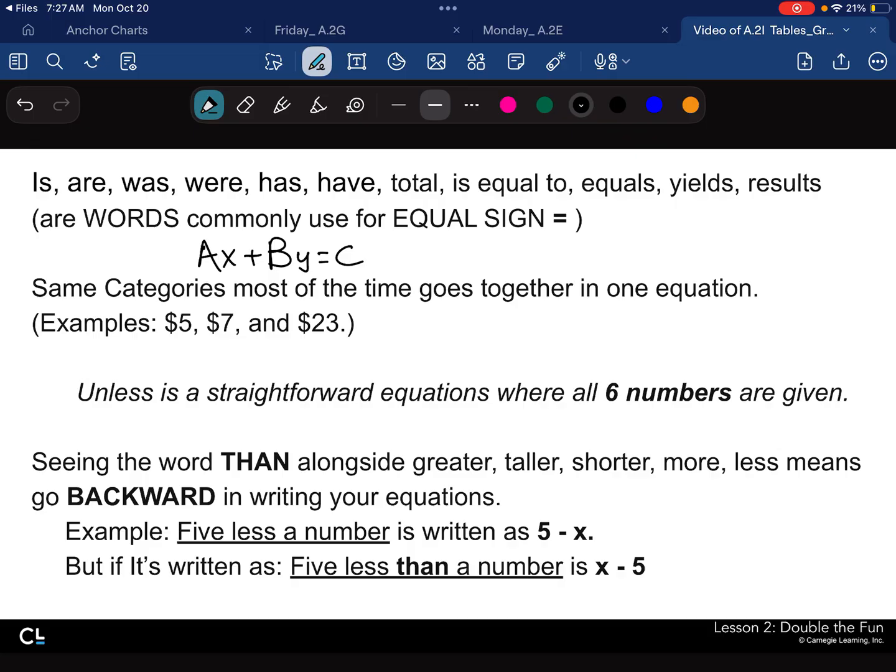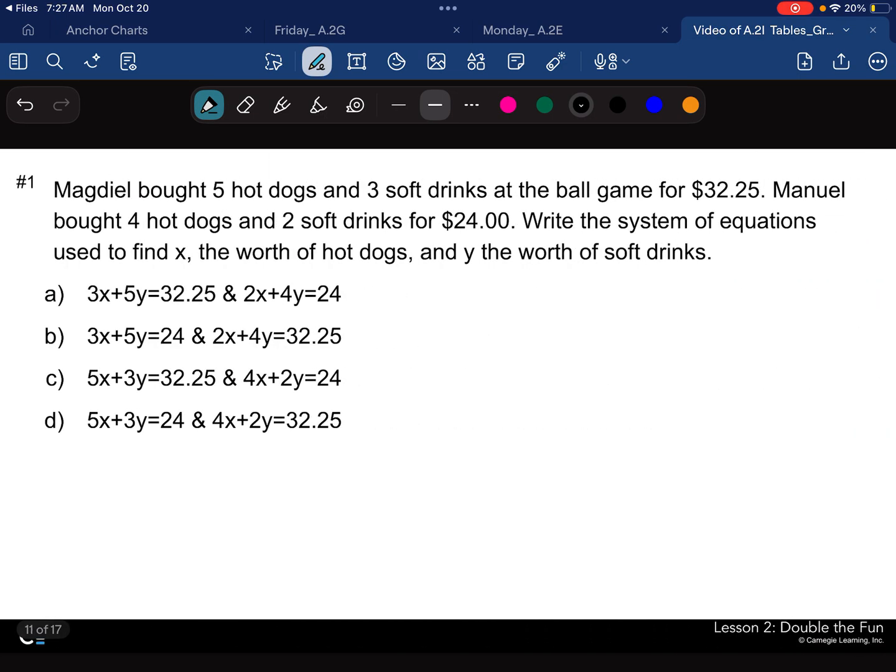A way to connect it is anytime we see the same category, most of the time it goes together, and you're going to see what I mean. If I see money signs, I know I need to connect, especially when there are 4 numbers given. Unless it's straightforward when there are 6 numbers given, and you're going to see that. Then there might be problems where they give you scenarios, and we're going to see both examples. All right, first things first, I want you to go ahead and read this question.